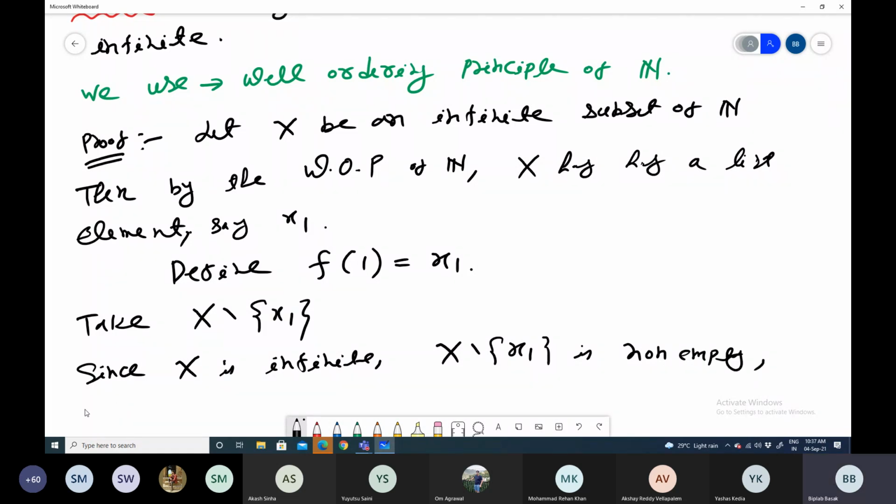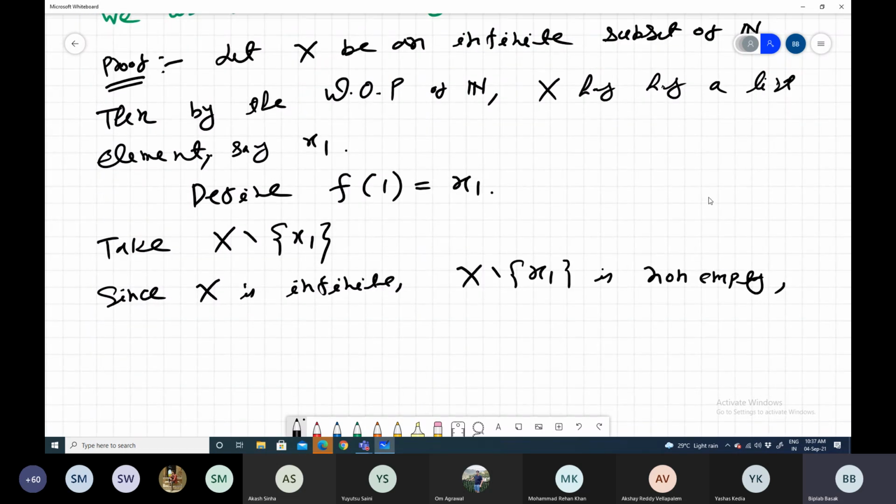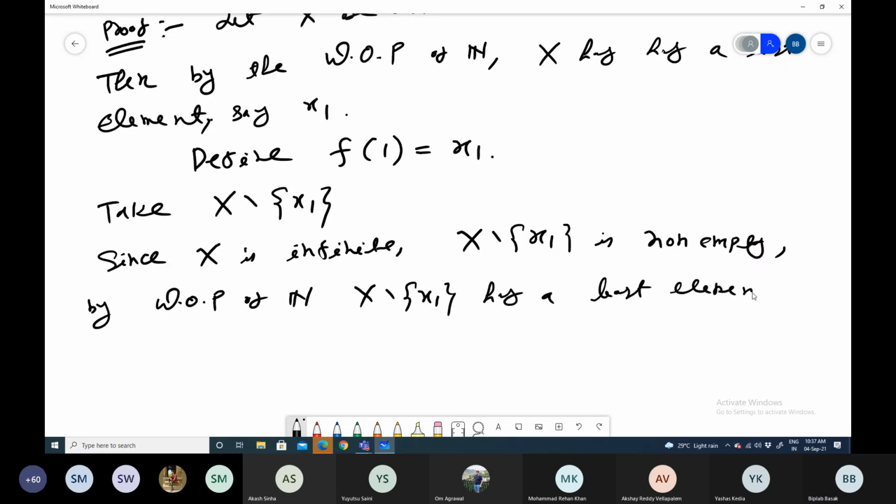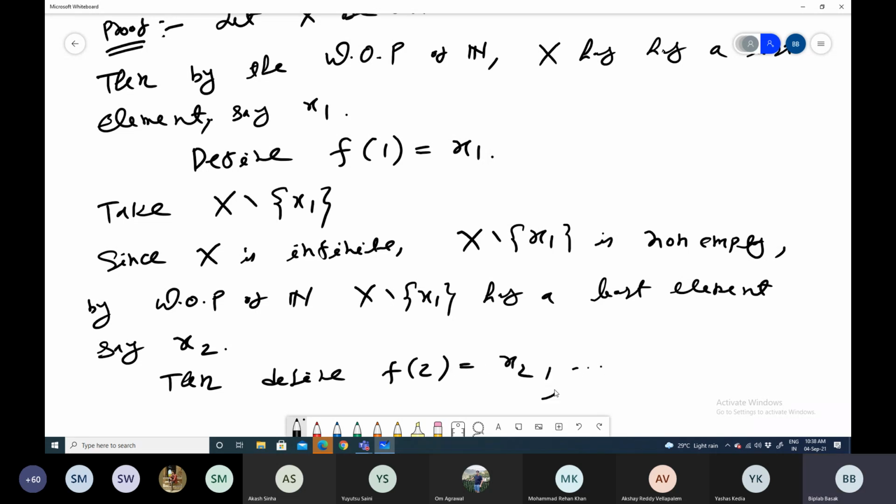Now again, by the well ordering principle of N, that x minus x1 has a least element. And say x2. Okay, and then define f of 2 equal to x2 and so on. So in this way we are defining f.